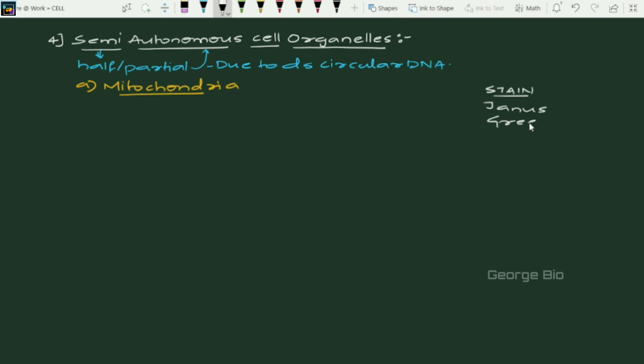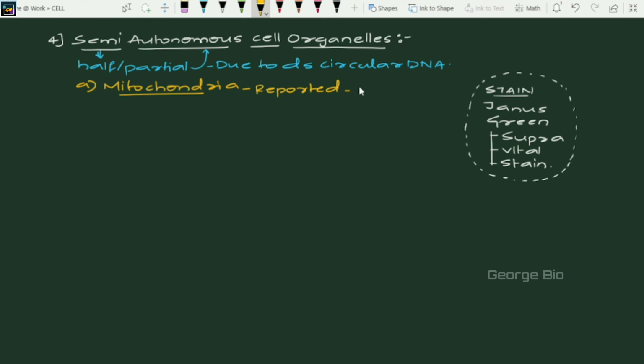Janus green. And what kind of stain is it? It's a supra-vital stain. Supra means specific. Vital means in living condition, right? By using this stain, we can study the mitochondria when it is in the living state itself. So we call it a supra-vital stain. So if a question is asked, the supra-vital stain that is used in the study of mitochondria, that is Janus green.